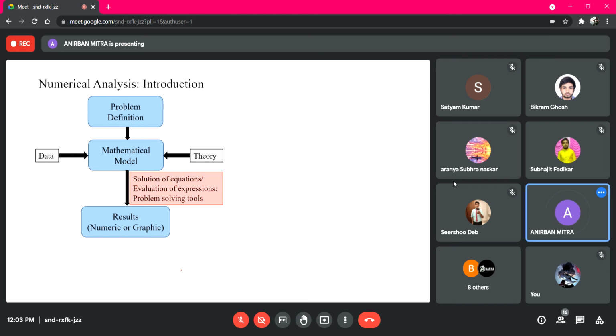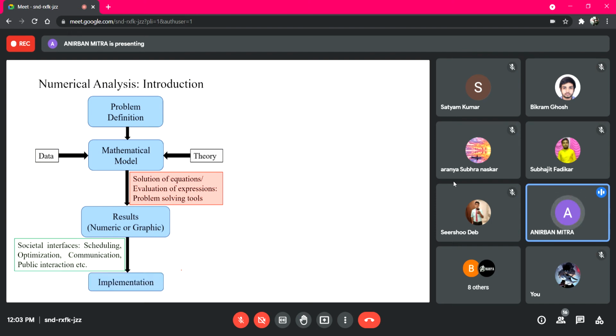So our interest is in the solution of these equations or evaluation of these expressions. It's basically the problem solving tools, and that is where numerical analysis comes in. But before that, let me also mention that obtaining the results is not the end of the problem. You have to think about implementation as well.